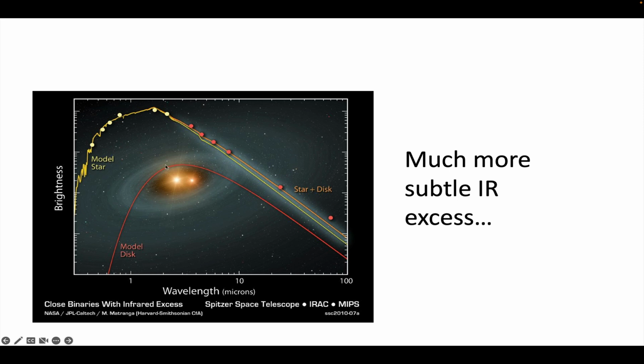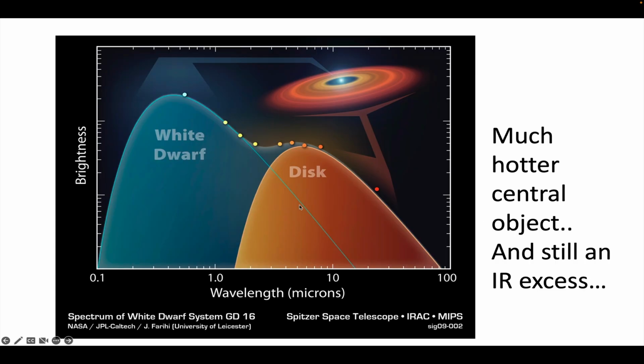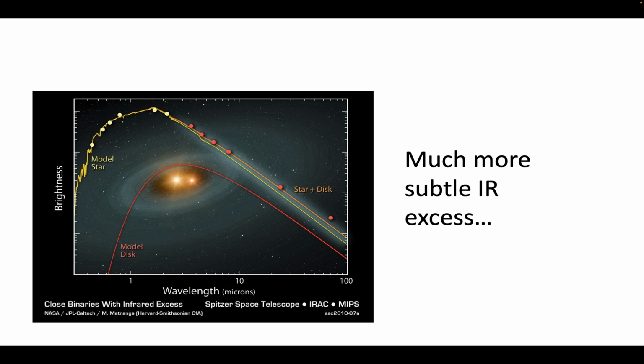And you can see that that model disk starts to contribute measurable flux above the star after about, well, that's K-band. This is IRAC 1. So somewhere between K and IRAC 1, it starts to matter. And you get the subtle infrared excess. This is a much more subtle infrared excess than that is. That is whopping big, unmistakable, large infrared excess. This is a much more subtle infrared excess.